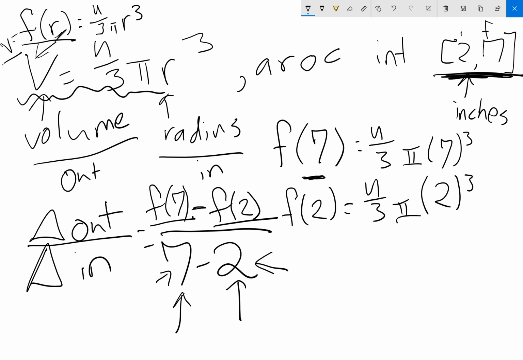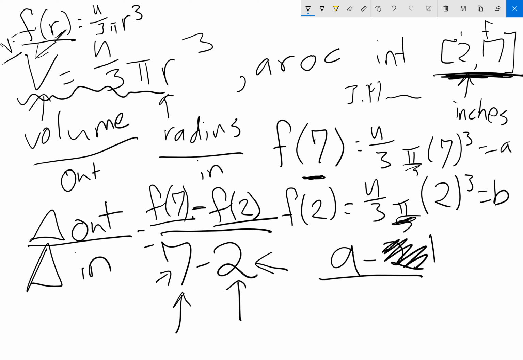Don't let the pi confuse you. Now it looks like a Roman numeral, but that's fine, because this is just a constant, right? Pi is like 3.14. So anyways, you plug this in. So let's say again, this is some number a, this is some number b. We'll do a minus b over 7 minus 2. Plug that in and we'll get our average rate. Okay, so that is number 3.